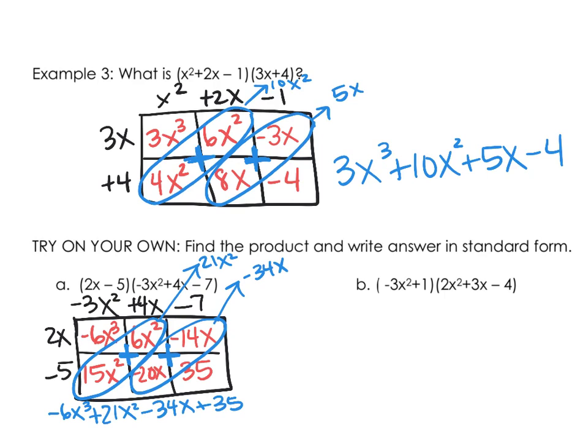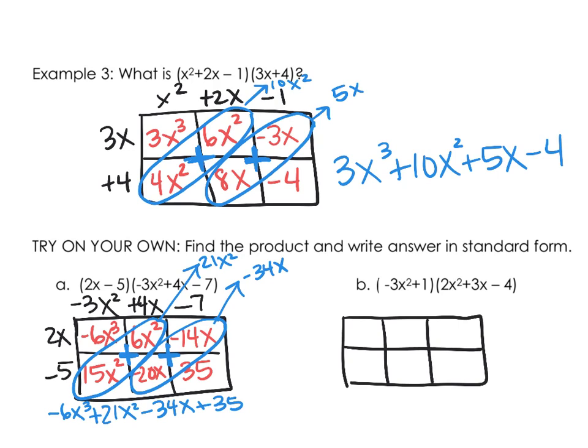Okay, on the next one, I'm going to do box method again. We have 3 things times 2 things. So I need a 3 by 2 again.